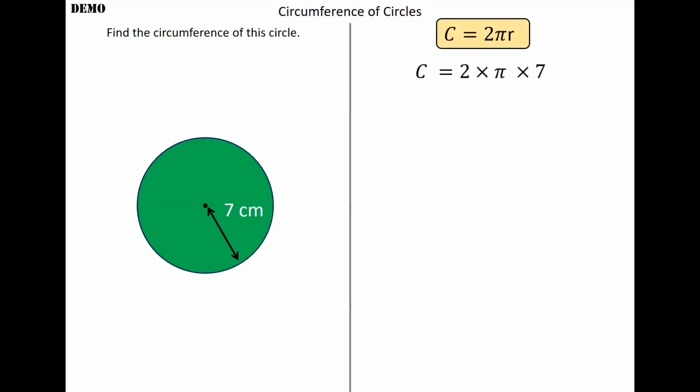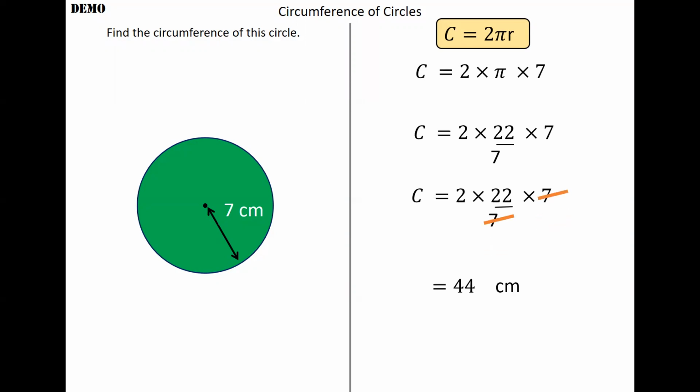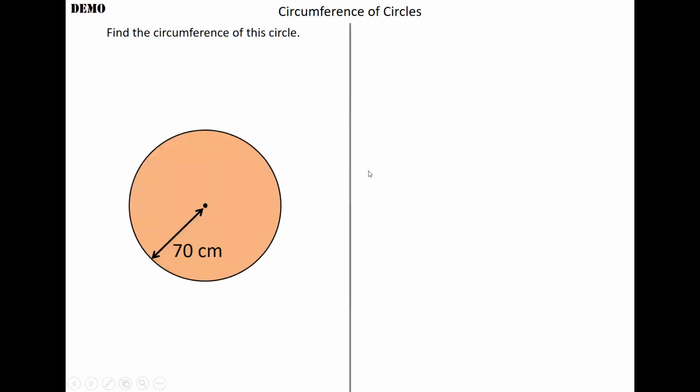So apply the numbers: 2 into 22/7 times 7, because r is 7 now. So the 7 is gone, and the answer is 44 centimeters. Answer is 44 centimeters. Right.